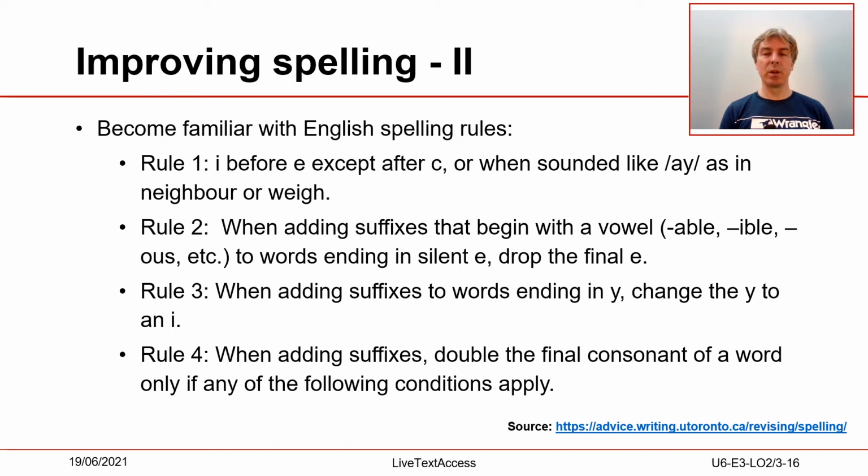Noticeable, courage, courageous, advantage, advantageous. For reasons of pronunciation, the final E is also retained in words ending in a double E. Agree, agreeable, flee, fleeing. Rule 3. When adding suffixes to words ending in Y, change the Y to an I. This rule explains the spelling shift that occurs in the following word pairs: happy, happier, plenty, plentiful, and body, bodily.